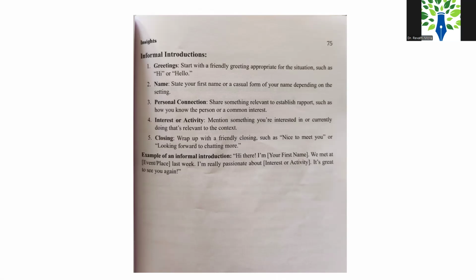For example, if you're making videos on educational topics, or if you're doing knitting, or if you're doing mehendi, that interest or activity also, or if you're doing drawing, painting, that also you can mention. If you're any sports person, that also you can mention. So these are the 4 points: greetings, name, personal connection, interest or activity, and closing.